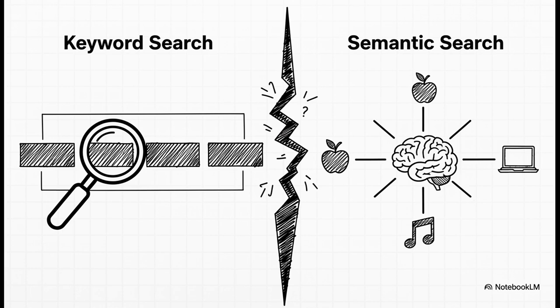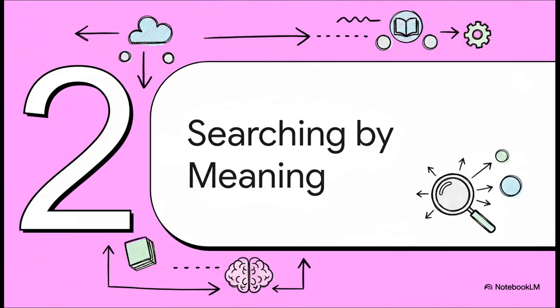At the end of the day, old-school search is just playing a game of match the letters. It has no clue about context or the actual meaning behind the words. And that's exactly why search can sometimes feel so clunky and frustrating. So how do we fix this? How do we build a bridge across that semantic gap and teach a machine to actually search by meaning?